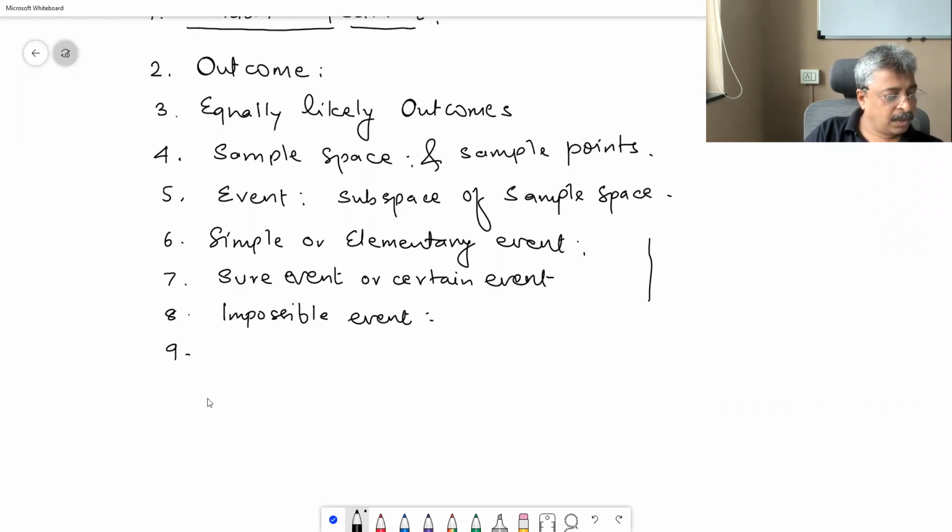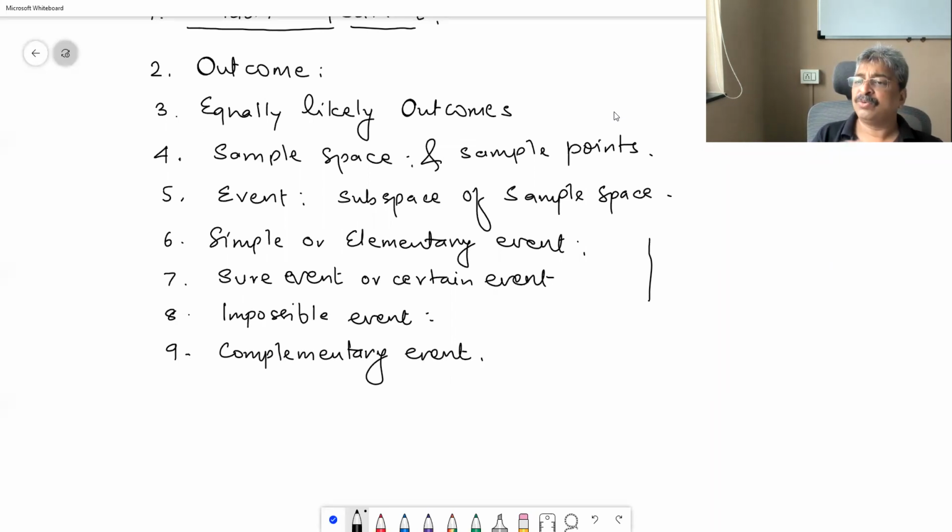9. Complementary event. Let A be an event in the sample space S, then A is a subset of S. Consider S minus A, which is also a subset of S, and is called the complementary event. So whichever points are remaining, that is the complementary event.